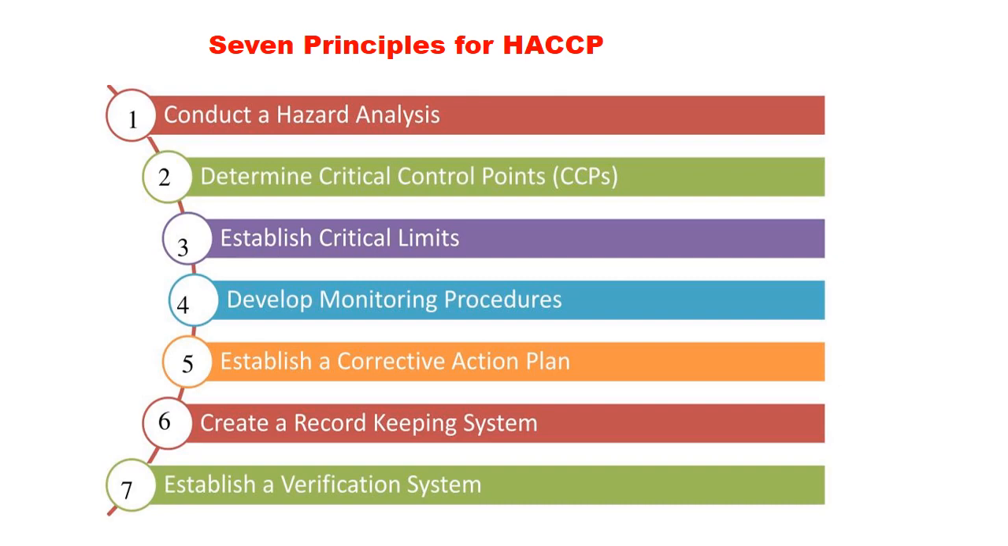The first one is conduct of hazard analysis. Second one, determine critical control points or CCP. Third one, establish critical limits. Fourth one, develop monitoring procedures. And fifth one, establish a corrective action plan. Sixth one, create a record keeping system. And the seventh one, establish a verification system. So these are the 7 principles. One by one I am going to explain.